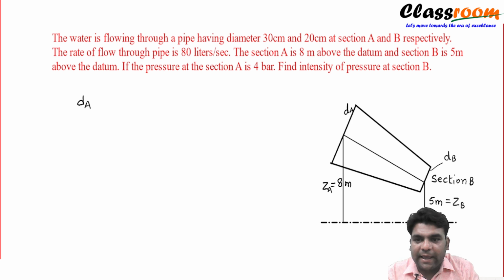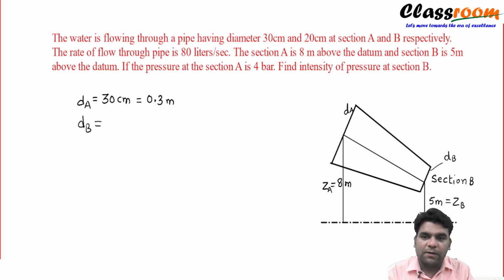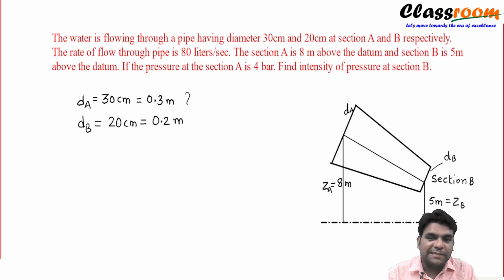The diameter of section A is given as 30 centimeters. We write all the dimensions in SI units, so 0.3 meters. And the diameter of section B is 20 centimeters, which is 0.2 meters. Using these diameters, we can calculate the area of section A and the area of section B.